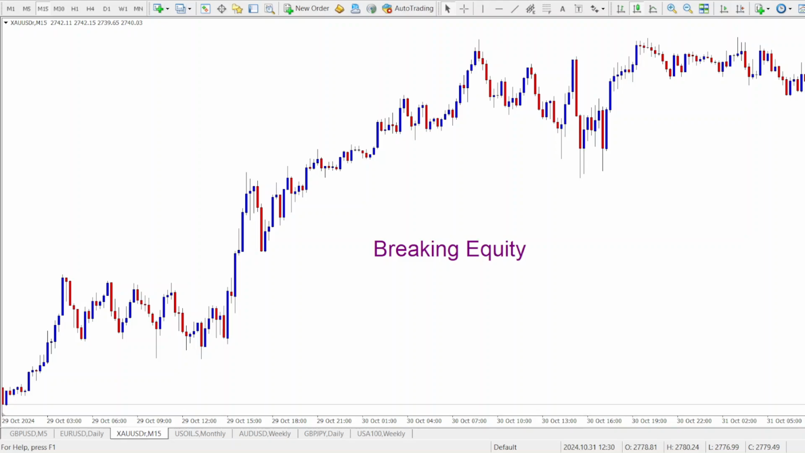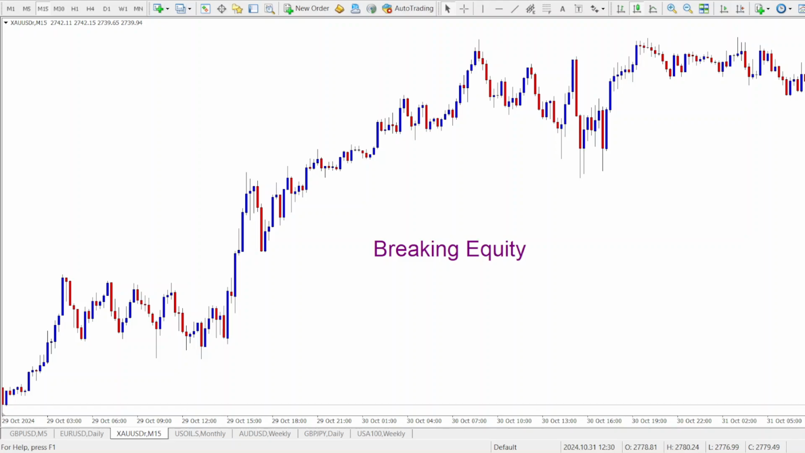Emotions can cloud your judgment, leading you to make impulsive decisions that can harm your equity. So now we're just going to be looking at a few tips to help you maintain a balanced mindset. Now, the first is stay disciplined. Very important. It is paramount that you stay disciplined if you want to be a successful trader.